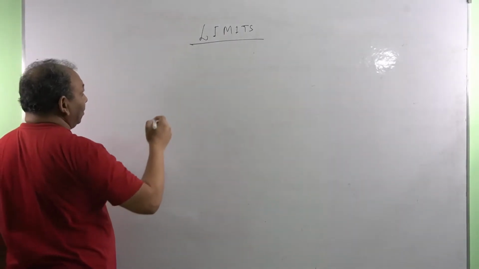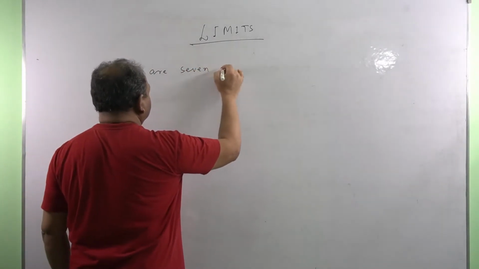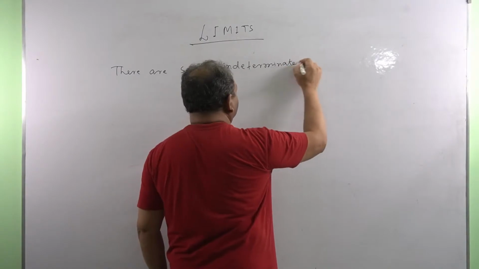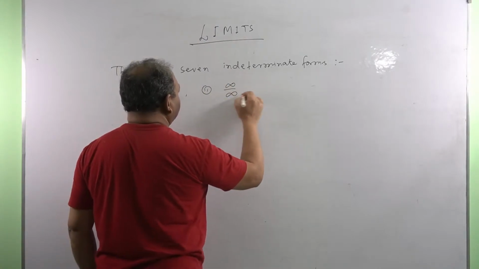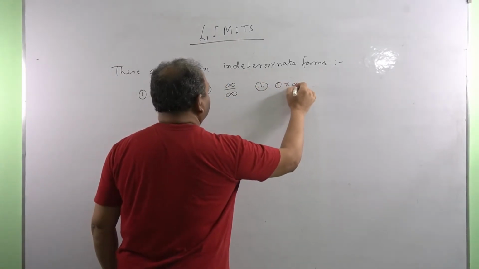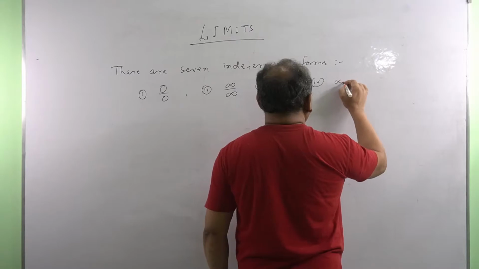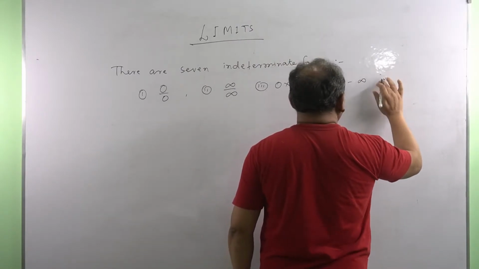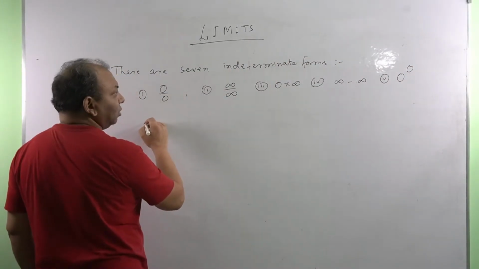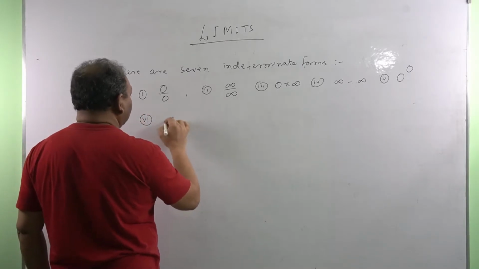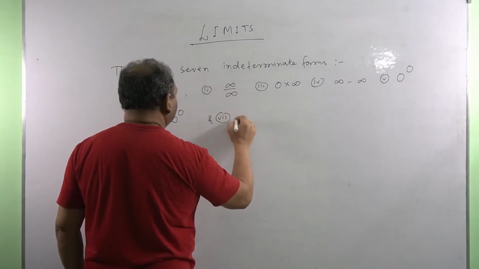In this chapter, there are 7 indeterminate forms: 0 by 0, infinity by infinity, 0 into infinity, infinity minus infinity, 0 to the power 0, infinity to the power 0, and the last one is 1 raised to infinity.